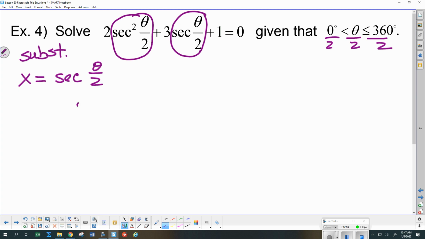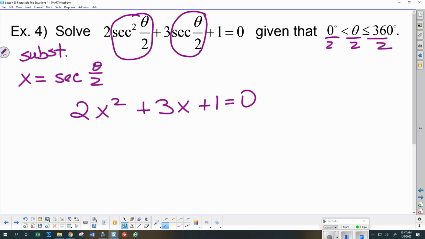Then when I rewrite my equation, it is 2 times secant theta over 2 squared, that's just x squared, plus 3 times secant theta over 2, that's just x, plus 1 equals 0. Are we good with that? That's the whole trick on this.